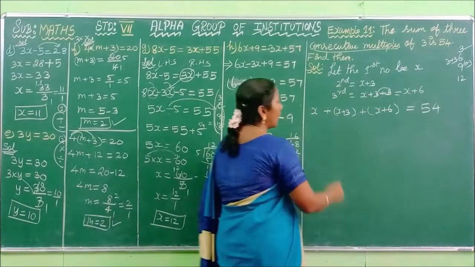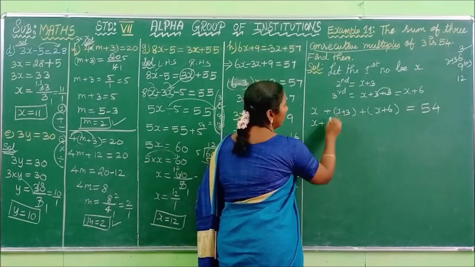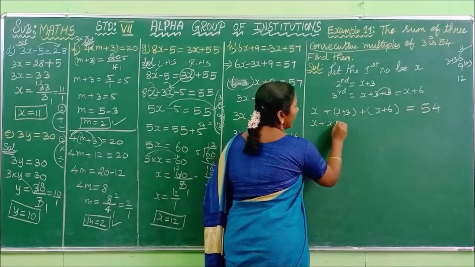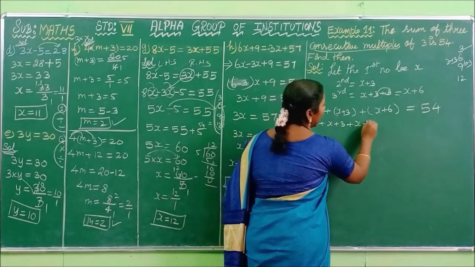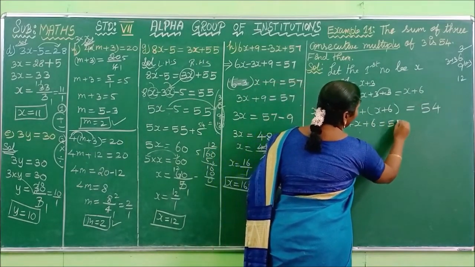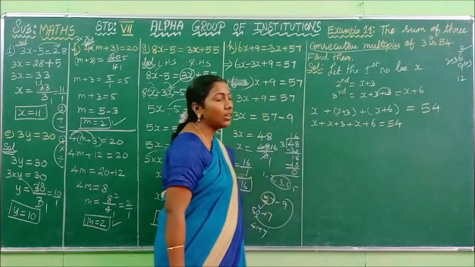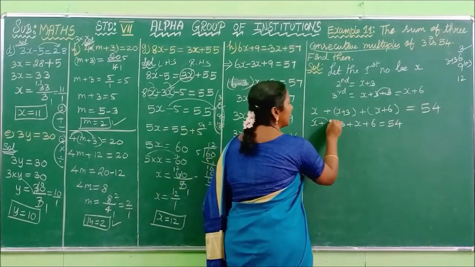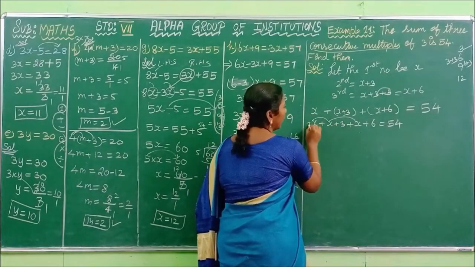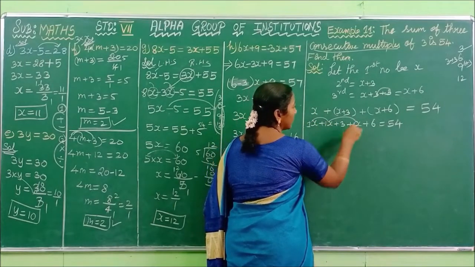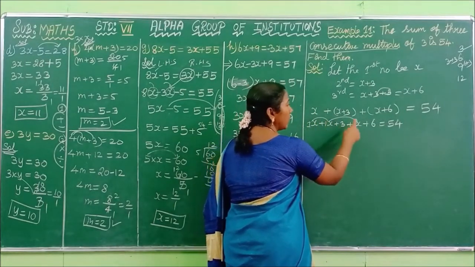Okay, let us go into solve. So we can remove the brackets first. So x plus x plus 3 plus x plus 6 equal to 54. Do you understand, children? Now we are going to add these x. What is the coefficient of x? 1. So 1x plus 1x plus 1x.